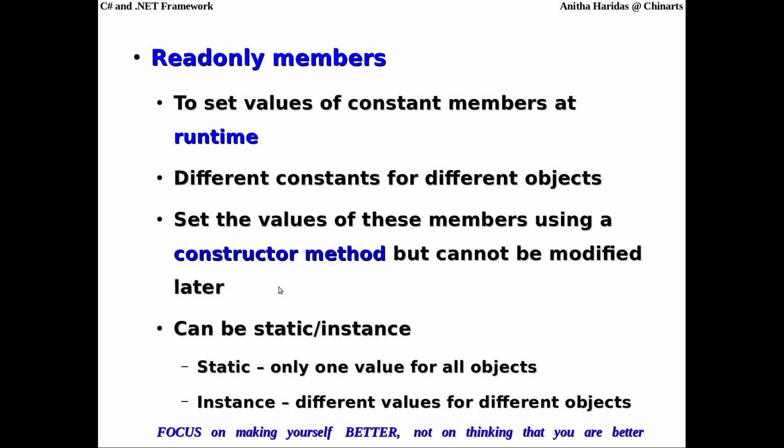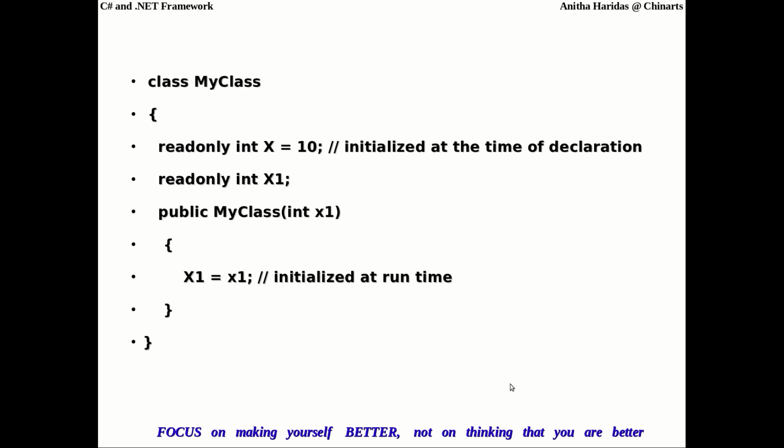And your read-only members can be static or instance. If it is a static member, there is only one value for all the objects. If it is an instance member, there are different constant values for different objects.